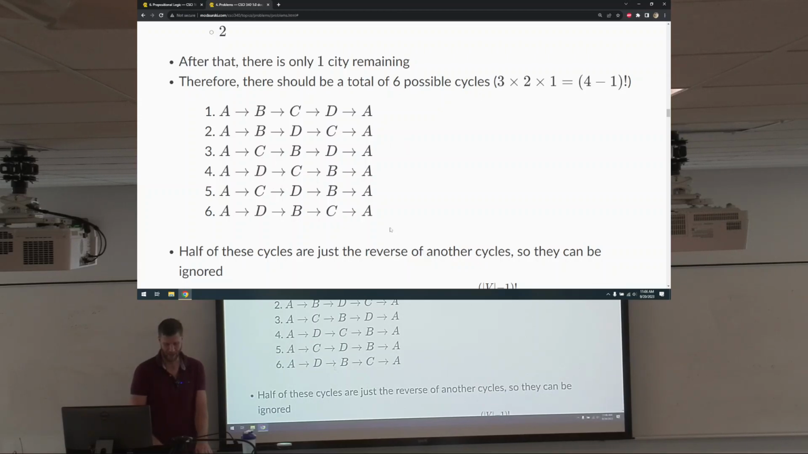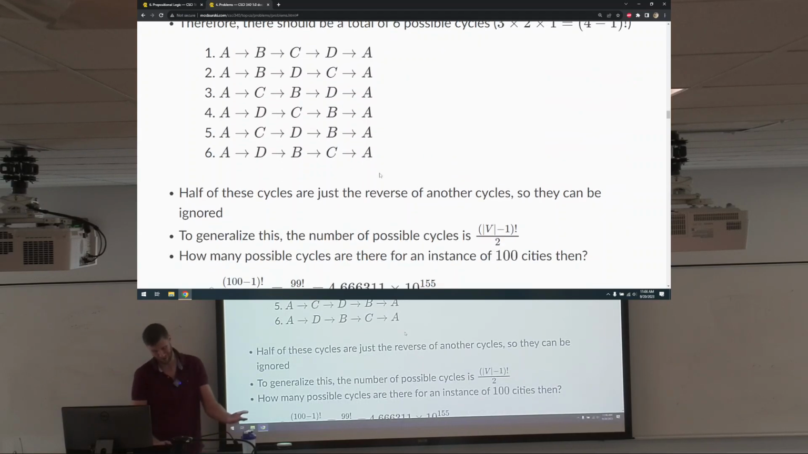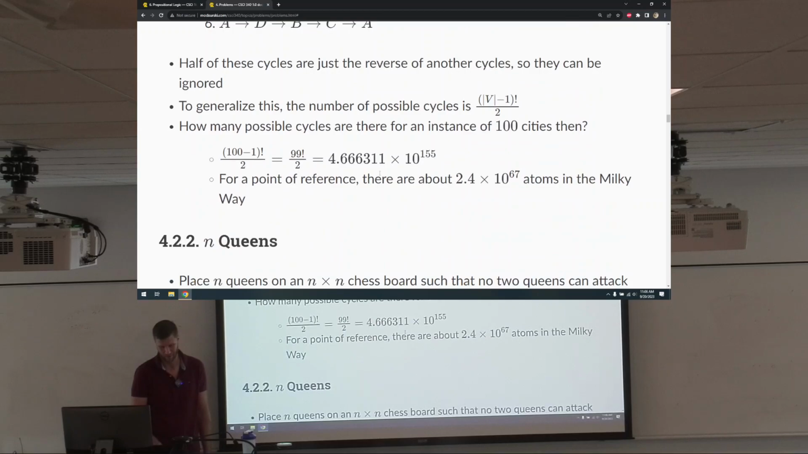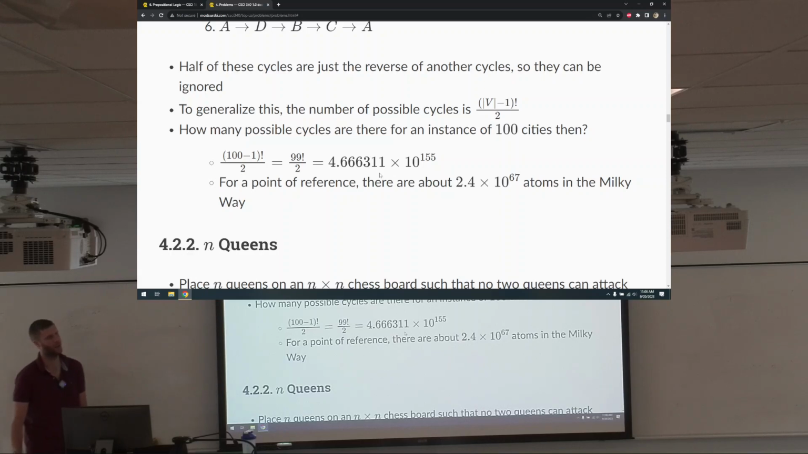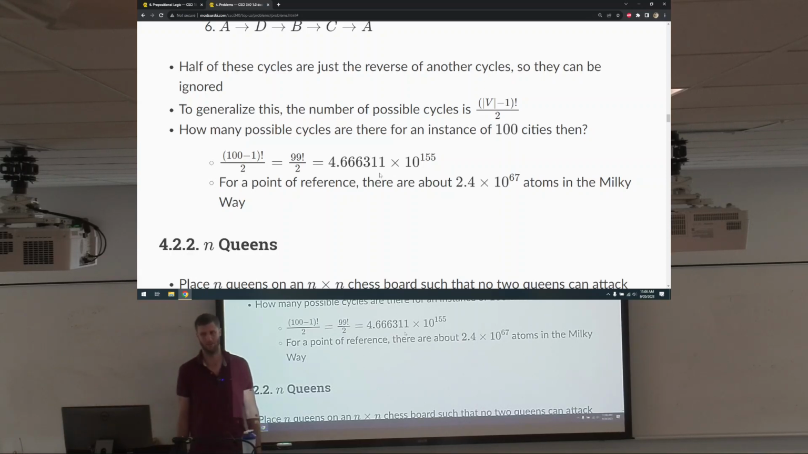That's 6. Here's the possible paths. Half of these cycles are the reverse, though, so you can ignore half of them. But to generalize it, the number of possible paths is going to be the cardinality of V minus 1 factorial divided by 2. And that's a big number. For a reference point, there's about 10 to the 67 atoms in the Milky Way. There's more possible paths of 100 cities than there are particles in the Milky Way.